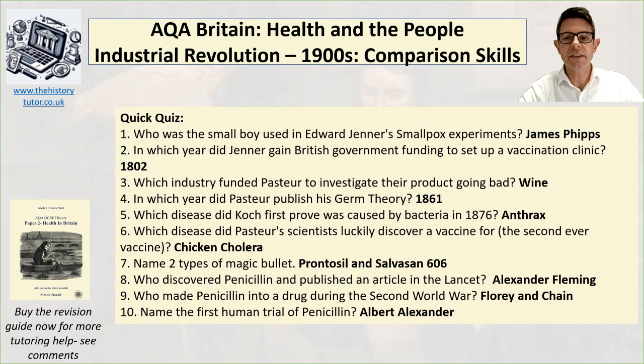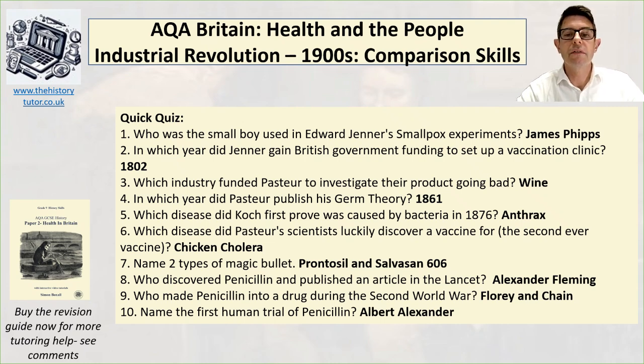Which industry funded Pasteur to investigate their product going bad? The French alcohol industry, wine and beer, were worried about why their products were going bad, and Pasteur was funded to investigate why. He realised it was bacteria, and he managed to prove that spontaneous generation was incorrect, and he published his report called Germ Theory in question number 4, 1861.